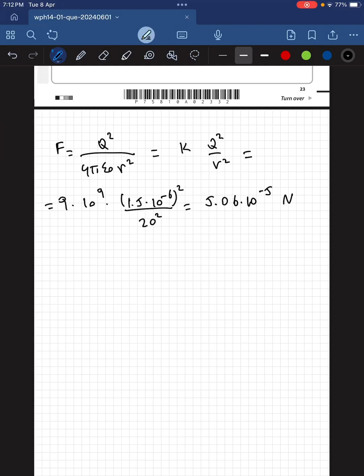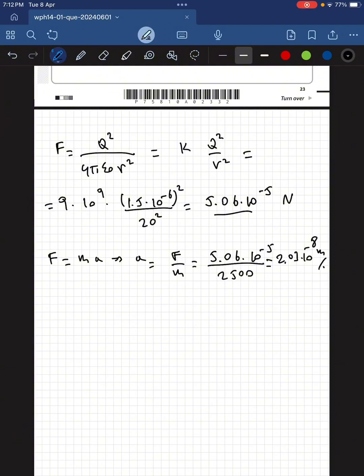Okay, so this force is going to accelerate the thing, right? So force is mass times acceleration, so we need to find the acceleration as force over mass. The force is this, the mass is 2,500 kilograms, so 5.06 times 10 to the negative 5 over 2,500 gives us 2.03 times 10 to the negative 8 meters per second squared. And now we have to use SUVAT equations. So s is u, the initial velocity, times t, plus 1/2 a t squared. The initial velocity is 0, so we cancel that term.